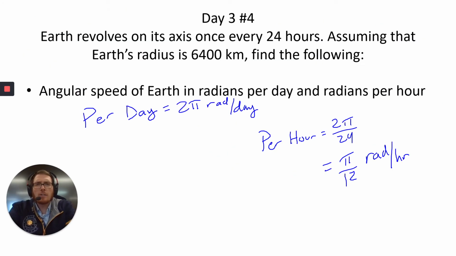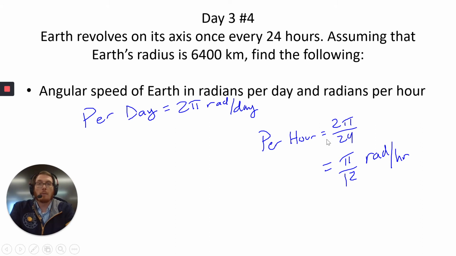The next questions all come from number 4 of day 3 material. They all have the same directions. The Earth rotates on its axis every 24 hours. Assume the Earth's radius is 6,400 kilometers. These are all angular speed questions to start with. So per day, angular speed is, well, how long does it take the Earth to go around one time? Well, it should be 360 degrees or 2 pi radians per day.